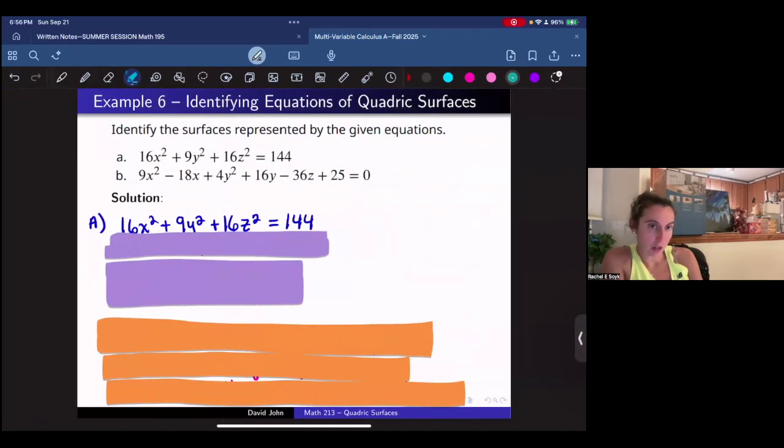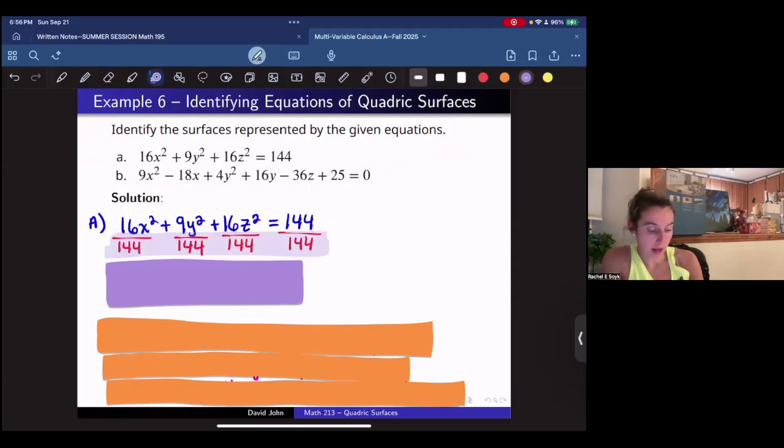Okay, so our example 6, we're asked to identify the surfaces represented by the given equations. Our first one, we have 16x squared plus 9y squared plus 16z squared is equal to 144. And so how do we put this in standard form? We're first going to divide everything by 144 so that we can get this right-hand side equal to 1.